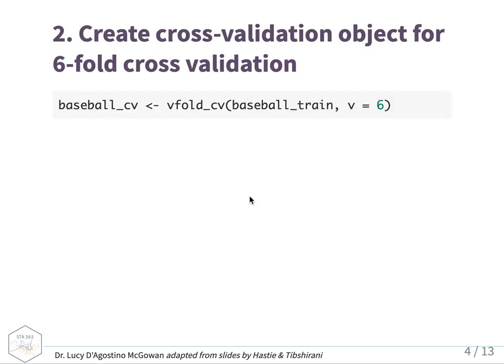The second step is to create the cross-validation object. In this case, I'm going to do six-fold cross-validation. I'm picking 6 just because 132 is divisible by 6, and so that is going to give me an even split in each of my groups. So I've got this object, baseball underscore CV, that indicates my v-fold cross-validation.